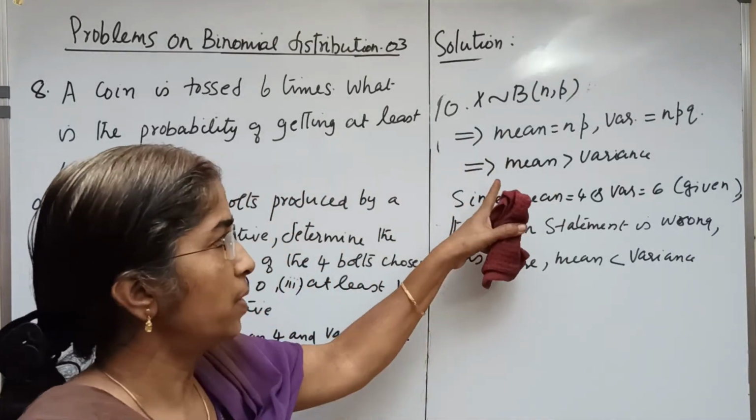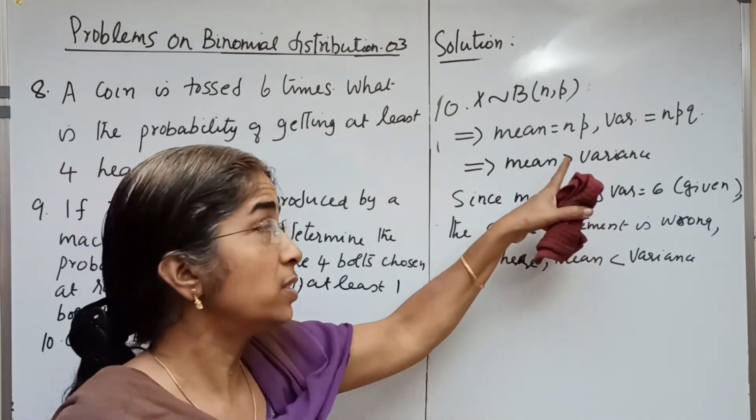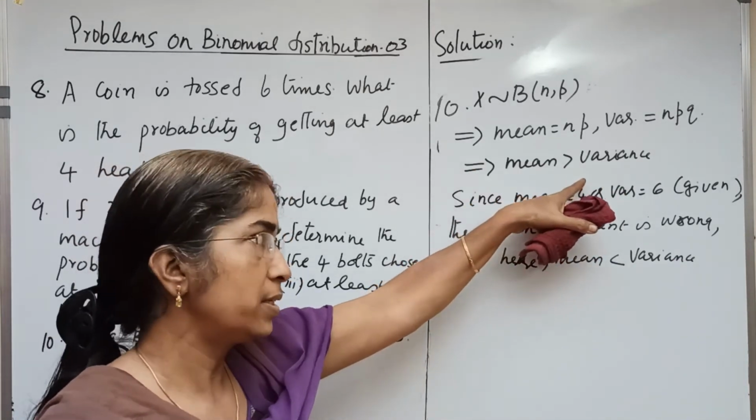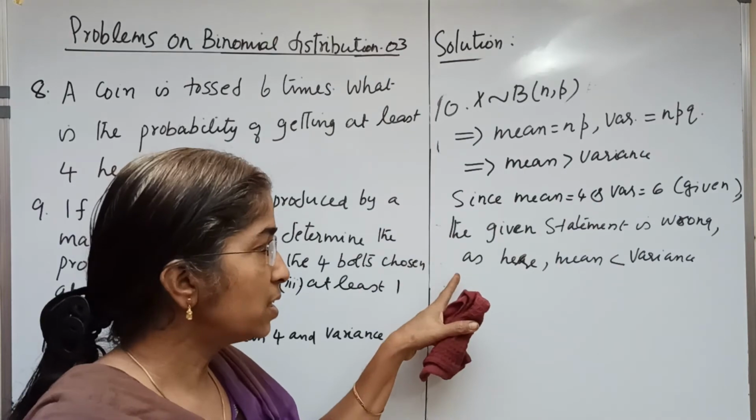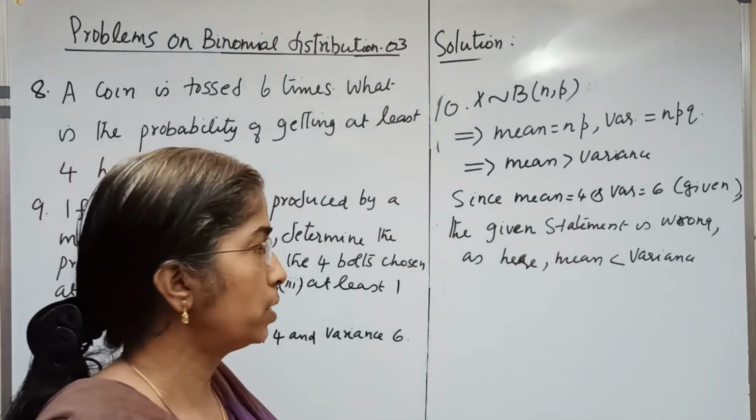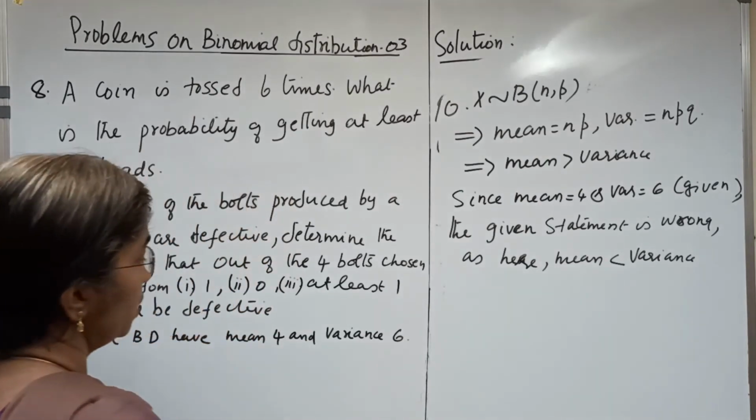This is the property of binomial distribution. This is the very important property of binomial distribution: mean greater than variance. As in the statement mean is less than variance, the statement is wrong. Okay, so we go to the next question.